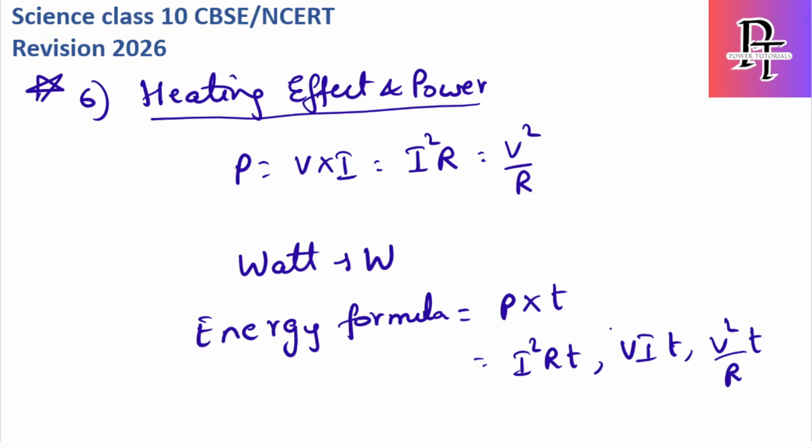Okay, energy formula for this one is power into time, or I square RT or VIT or V square by RT. So based upon our requirement you have to follow which formula is required. Okay, but simply power is equal to V into I, and energy formula is power into time. So this power formula, whichever you want as per the situation, you have to choose it.